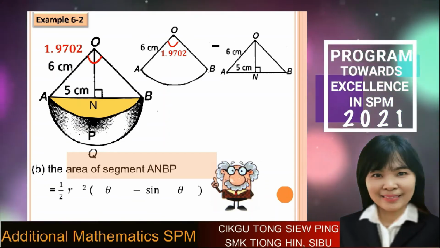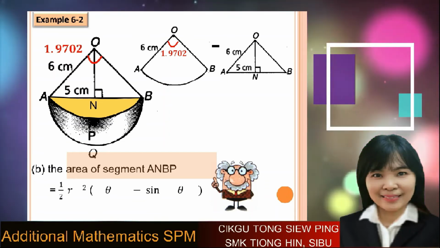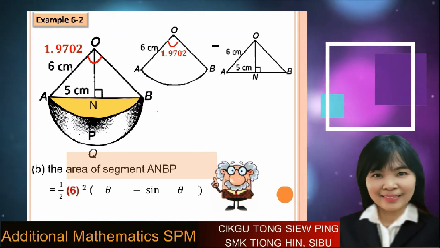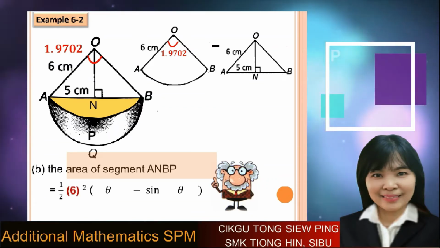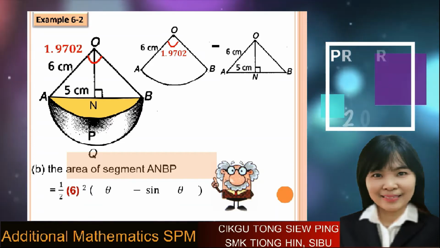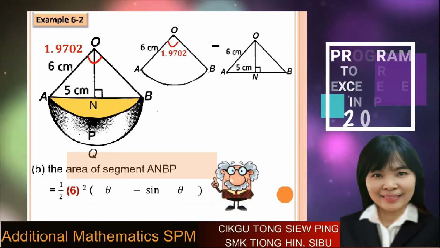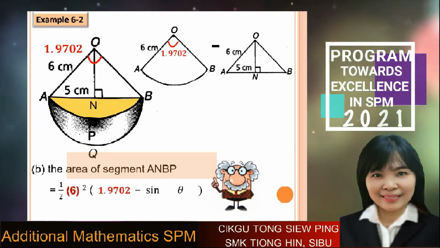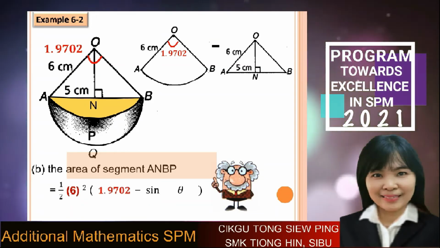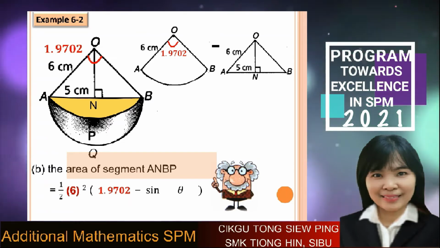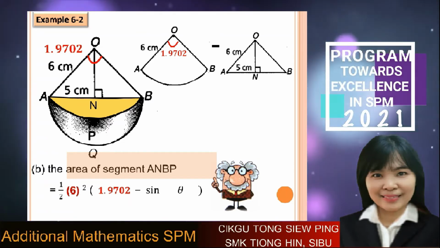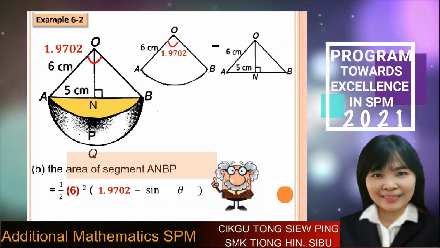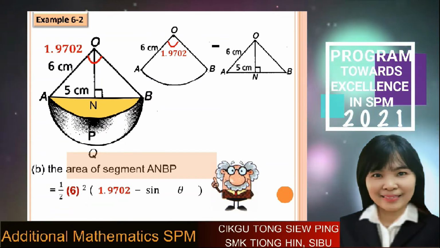Look at this sector. The radius of this sector is 6, so we will substitute in the 6 into the formula. And the theta we have found in the previous part, that is 1.9702. We substitute in to the formula. And for this sine theta, we must be very careful. This sine theta here, the units must be in degree. Therefore, we need to do the conversion first.